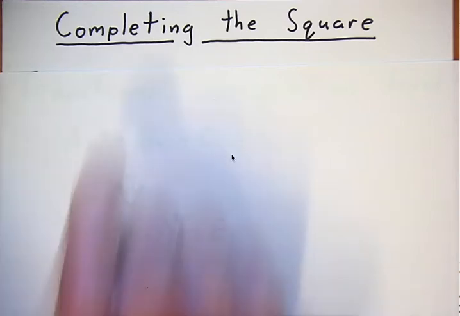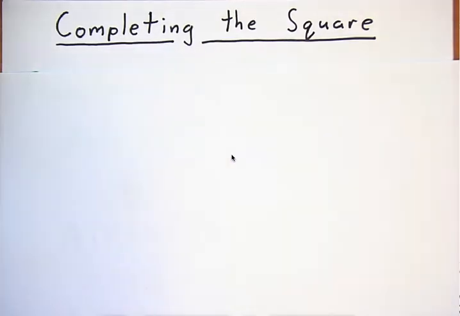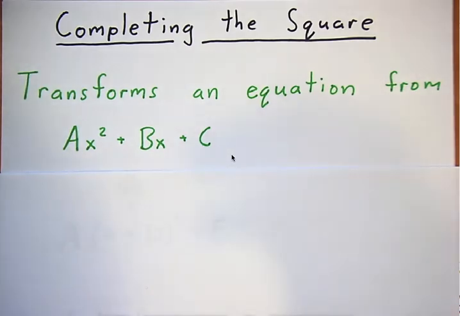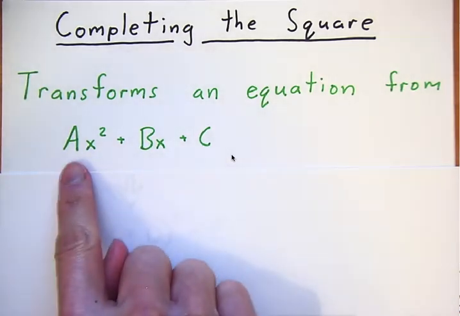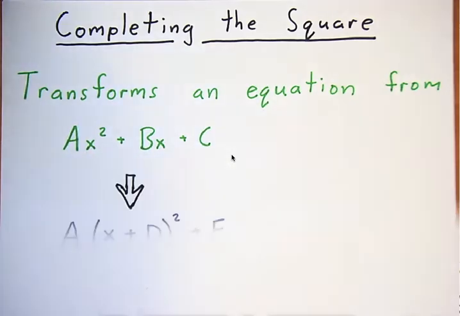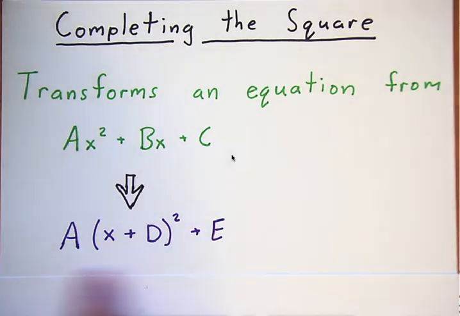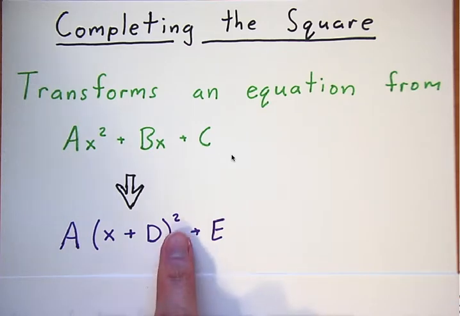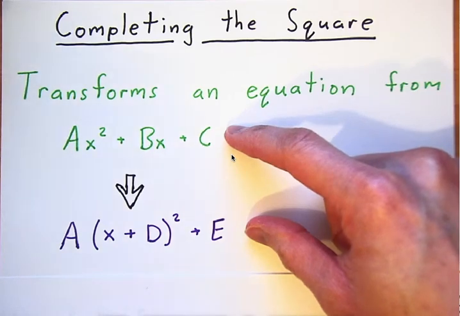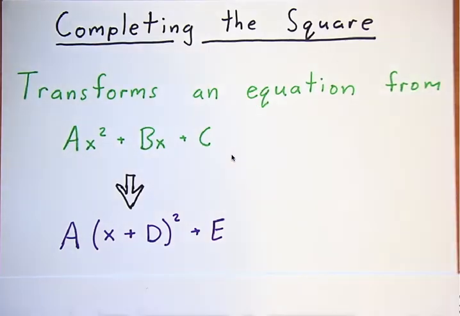This video is on completing the square. Now, exactly what does completing the square mean? In short, it is used to transform an equation that has this sort of format, ax squared plus bx plus c, into something that has this sort of format, a times parentheses x plus d squared plus e. In both of these, x is a variable, a, b, c, d, and e are just numbers.